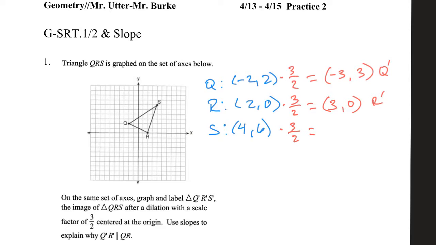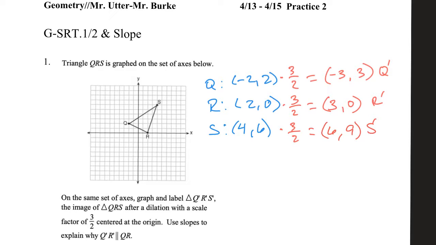And now if we do 3/2 times 4, the 2 and the 4 can reduce down, so the 2 goes away and the 4 gets reduced to 2, so then we have 2 times 3, which gives us 6. And then 6 times 3/2, the 2 reduces with the 6 to give us 3, and then 3 times 3 gives us 9. So this is our S prime.